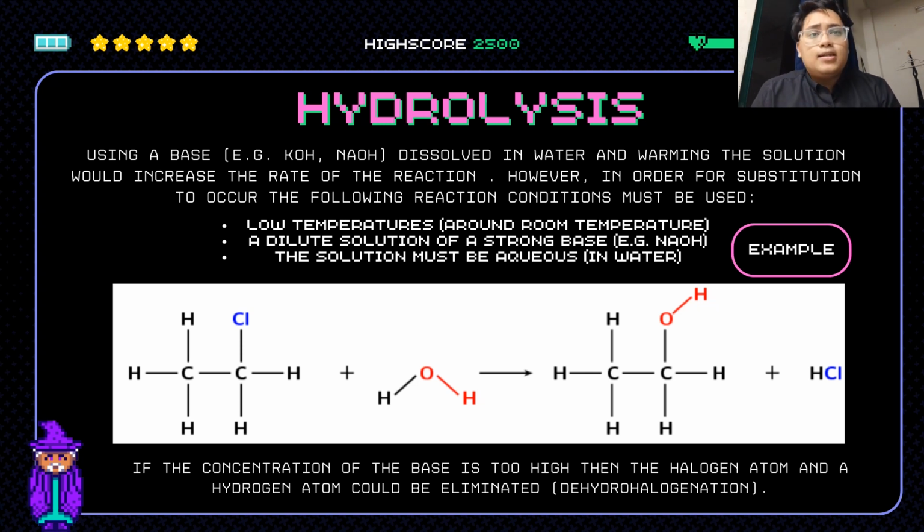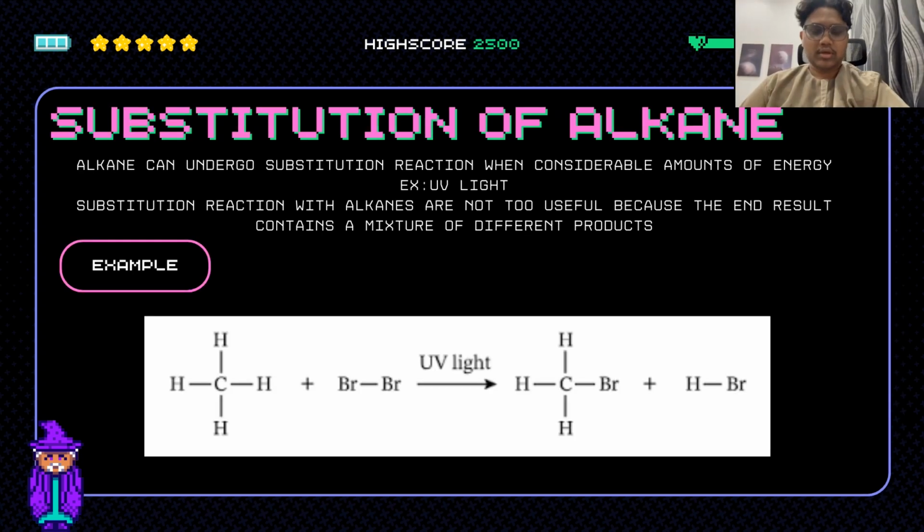reaction. But we have to remind ourselves, if the concentration of the base is too high, then the halogen atom and also a hydrogen atom could be eliminated in the process of dehydrohalogenation. That's all from me. Thank you.